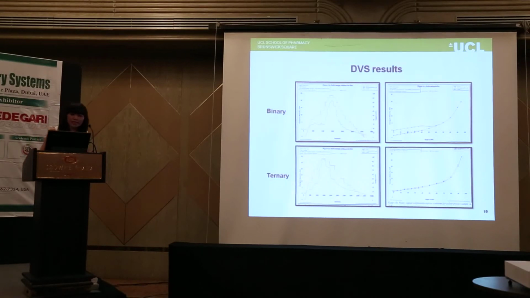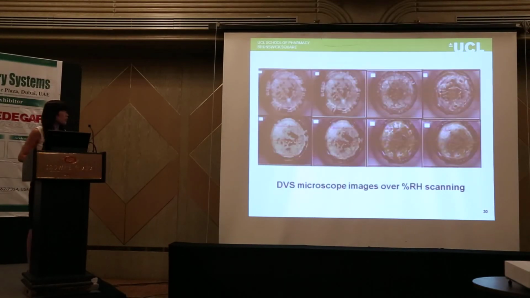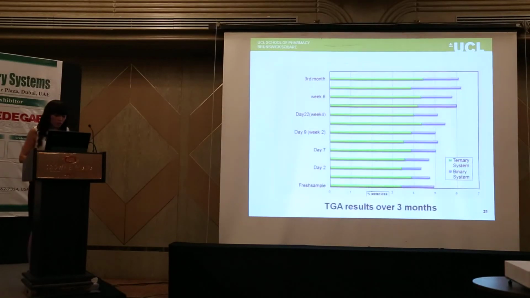But that's the DVS data we have. And also, with the DVS, we have a microscope coupled with this system. We can observe very directly what happens, how the image is changing. So basically, the microscope imaging backs up our DVS data. You can see at 50 RH the change for the binary system. At 70 RH, you can see the change for the ternary system, which is really explaining each other.